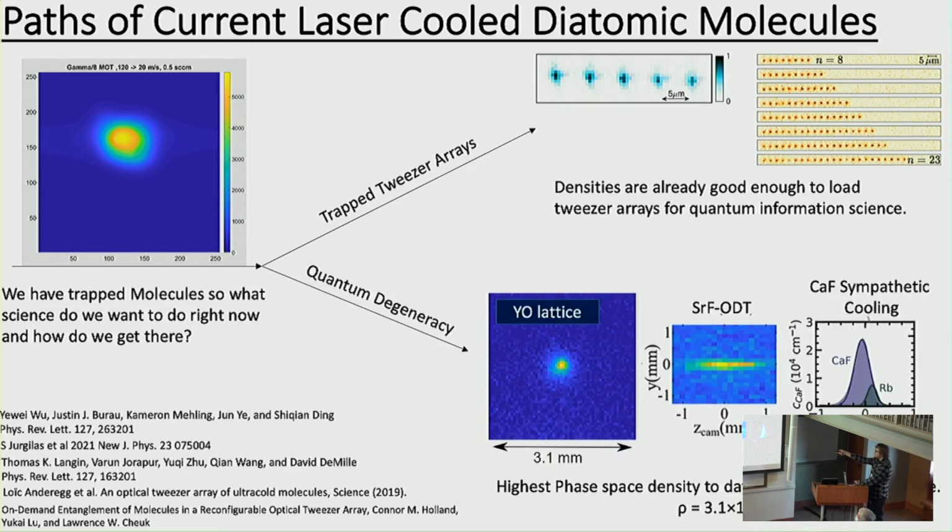To what we want to do in YO. In YO, what we really want is to go towards quantum degeneracy. There are a lot of molecules already trapped with pretty high phase space density. This is our lattice strontium fluoride ODT that we just heard about. We're sympathetic cooling to get things colder. But so far, the highest phase space density has been in YO at 3.1 times 10 to the minus 6. This is in a lattice, not very conducive for bulk gas studies if you want to do evaporation.